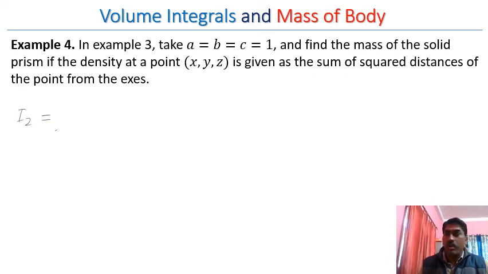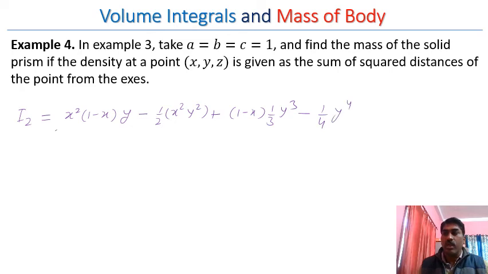So we have I2 is equal to x square (1 minus x) y minus 1 by 2 x square y square plus (1 minus x) 1 by 3 y cube minus 1 by 4 y to the power 4, and finally 1 by 3 minus 1 by 4, because the coefficient of y is minus 1, (1 minus x minus y) to the power 4, and the whole expression has the limit 0 to 1 minus x.